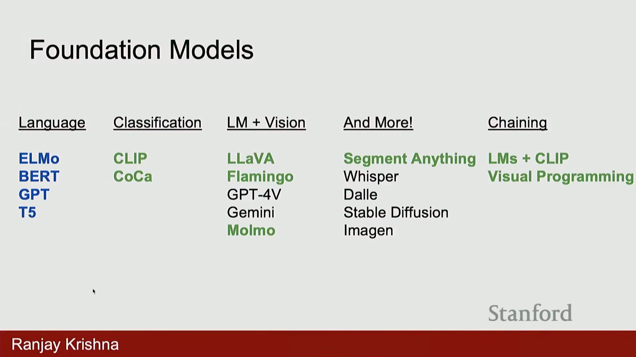Okay, so that's the first branch of foundation models we talked about. It's about generalizing classification to a whole host of tasks. Now let's talk about vision and language models.